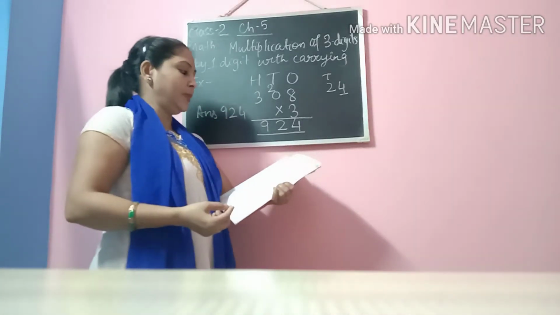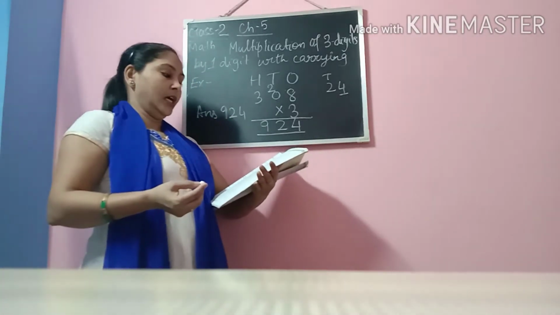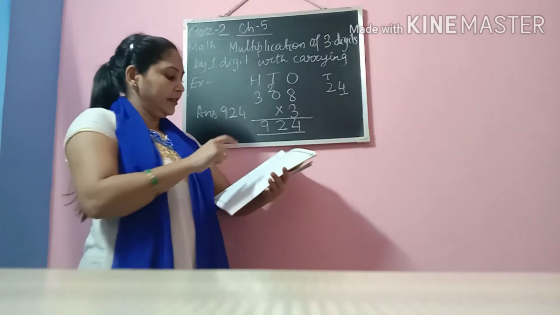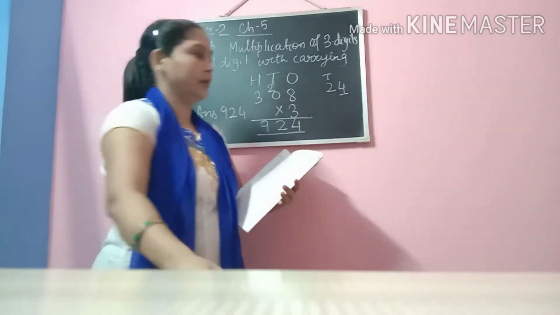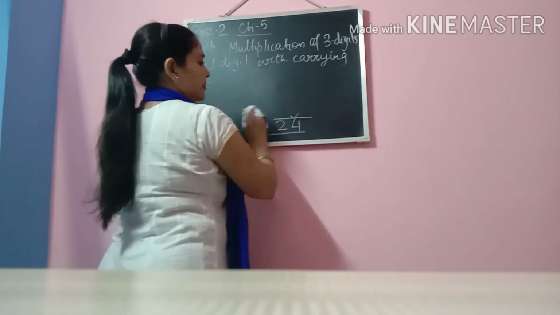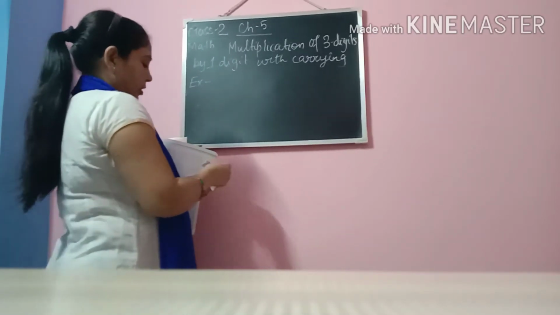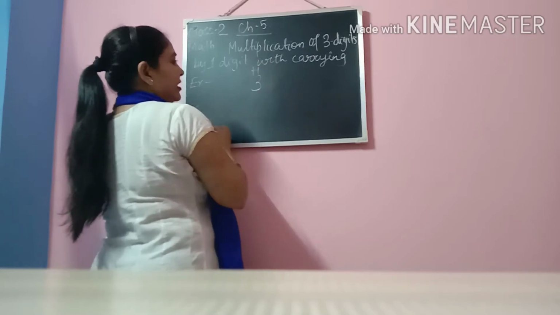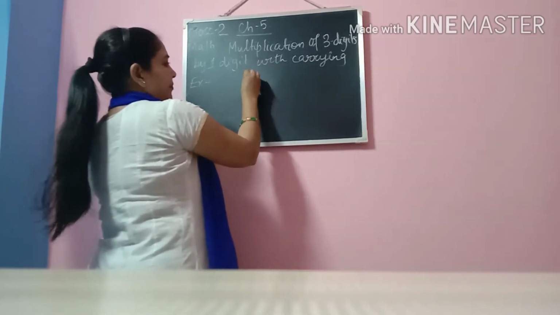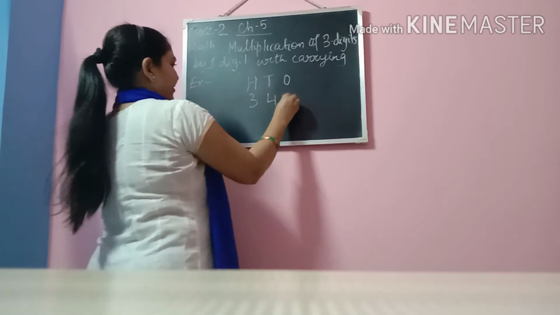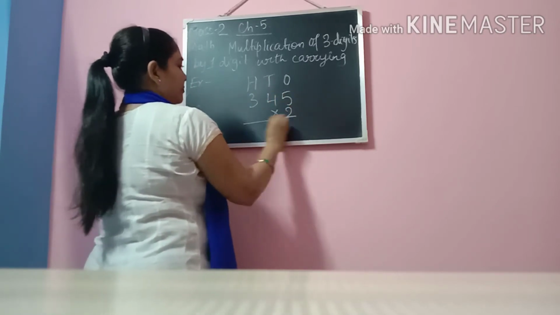Okay. So in this way we will be doing the next number. I'll do one more question and then the rest you will do by yourself. Number 4, 345. Please always write the place values, okay? HTO. 345 multiplied by 2.